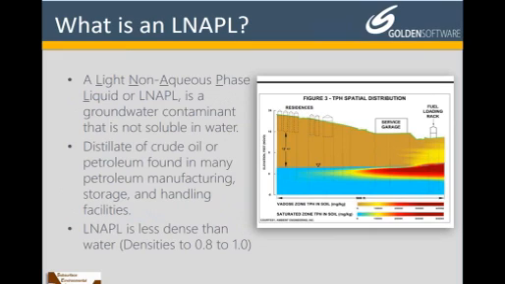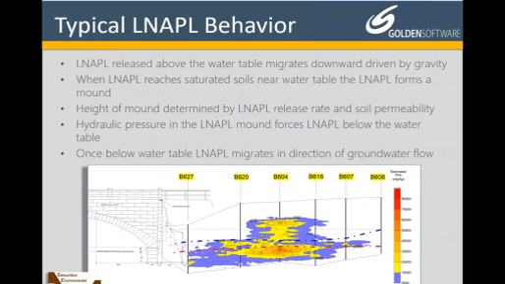Generally, we're talking about fluids that have very low solubility in water. While they can contaminate groundwater, they will not readily dissolve in water. And the densities of most LNAPLs fall into the range of about 0.8 to 1.0. So a real brief discussion of how LNAPL behaves.